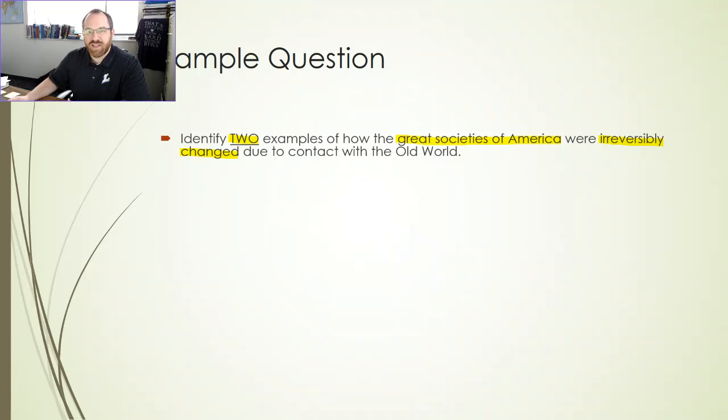Okay, I have to answer this in a way where I can prove that the great societies of America were irreversibly changed due to contact with the Old World. Okay, that means some people came from the Old World, met the people of the Americas, and something happened where life was irreversibly changed. Like it could never go back. It is impossible to go back to the way life was, or at least inconceivable. So, I imagine you could think of something. But anyways, that's what we have to do, and we have to come up with two examples.